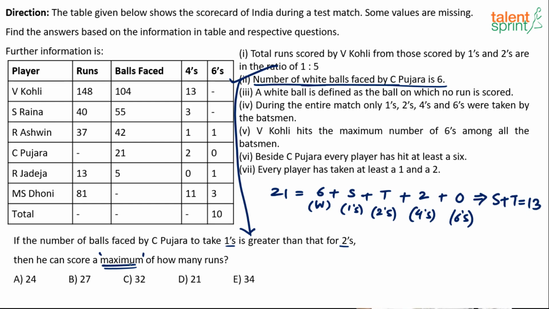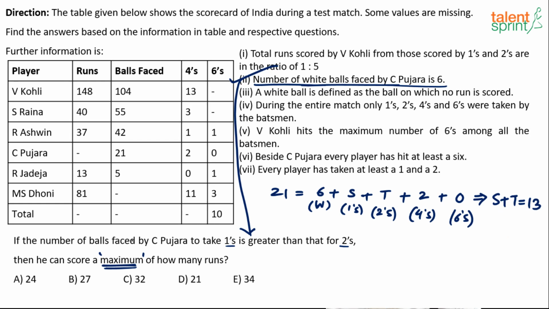Now what do we want? We want his score to be maximum. Number of balls faced by Pujara to take ones is greater than twos, that's fine. But then we want his score to be maximum. Now, the point is the sum of balls on which he has taken singles plus balls on which he has taken twos is 13. Now what are the possibilities? Well, there are many possibilities.